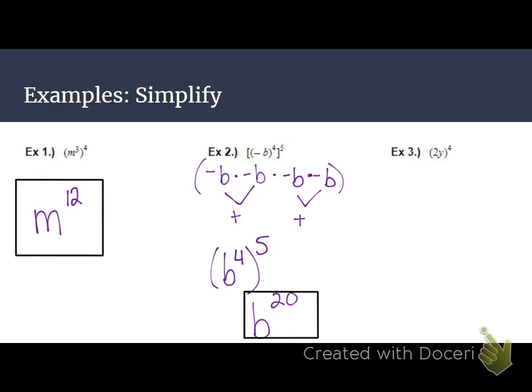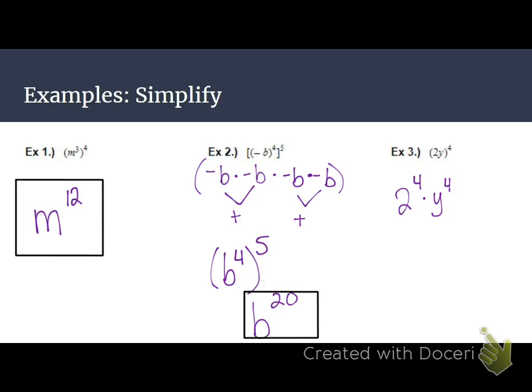Okay, on example 3, we have a product, 2 times y, all raised to the 4th power. So that exponent outside the parentheses belongs to every factor inside. So 2 gets raised to the 4th power, and y gets raised to the 4th power. If you need to put the multiplication dot in between them, you can. You don't necessarily have to. Every factor gets that exponent.